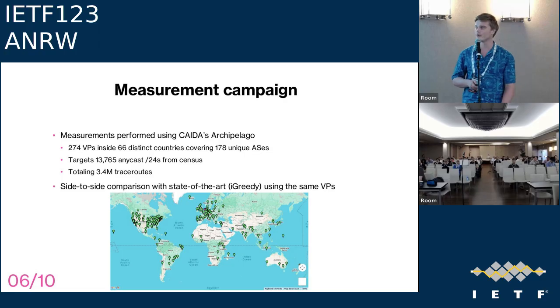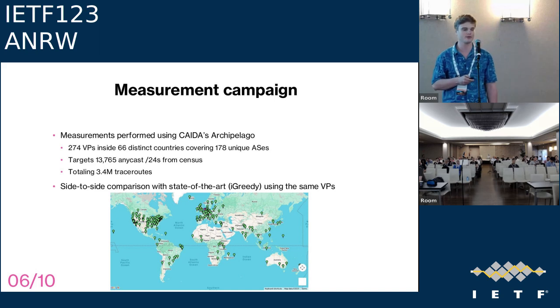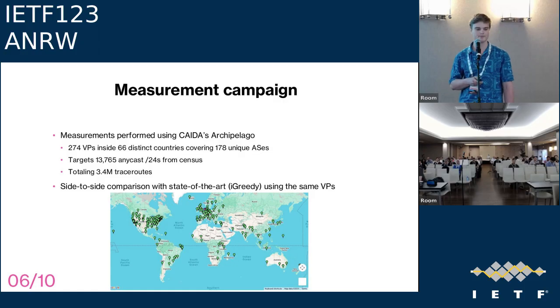So to assess the performance of this methodology, we ran a large measurement campaign. We made use of KDA's ARC platform. And at the time of measurement, they had 274 vantage points inside 66 countries and 178 unique ASs. And as targets, we used Anycast prefixes from the Manycast.net census, which are roughly 14,000. And in total, we collected 3.4 million completed traceroutes.